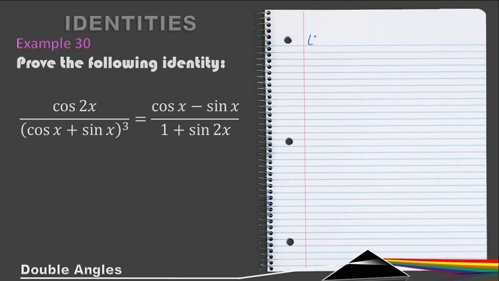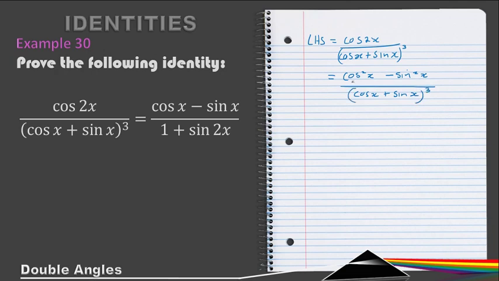If I have my left hand side equal to cos 2x over cos x plus sine x, and that's cubed. So what will I change this guy into? Since we've got a cos x and a sine x over here, let's change it into the one that contains both. So if I change it into cos squared x minus sine squared x over cos x plus sine x.